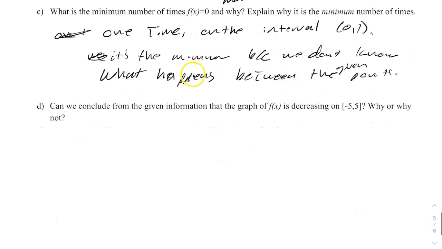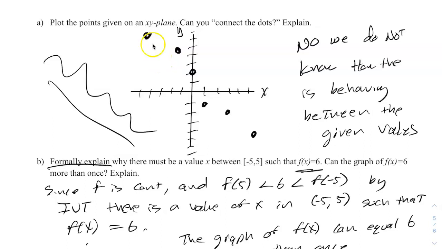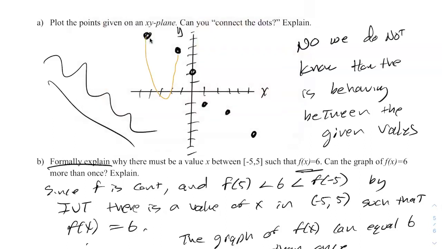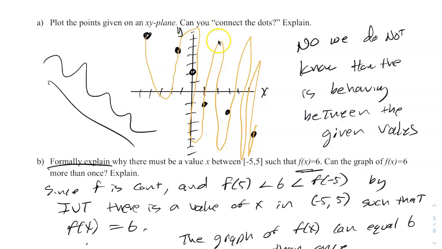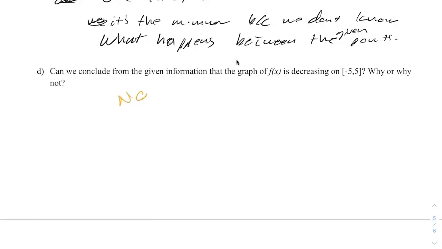Can we conclude from the information that the graph of f of x is decreasing on negative 5 to 5? Why or why not? For the same reason, right? It looks like it's decreasing, but again, we don't know what's happening in between. For all we know, the graph looks like this. That's still a function. It's an ugly one, and that's not a decreasing function. We don't know what happens between the points. So no, and that's why we don't know what happens between the points. And that's this video.